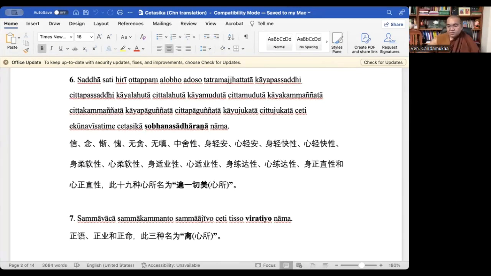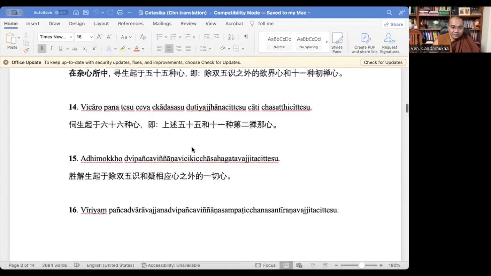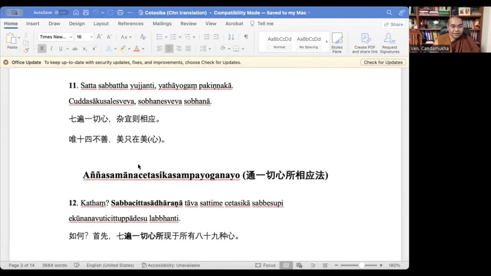To study the Sambayoga method, we divide the 52 Cetasikas into 3 groups. Number 1 group is the Annasamana group. Here, Annasamana Cetasika Sambayoga Nayo means association with what? With the consciousness, the Citta. Cetasikas associate with the consciousness.